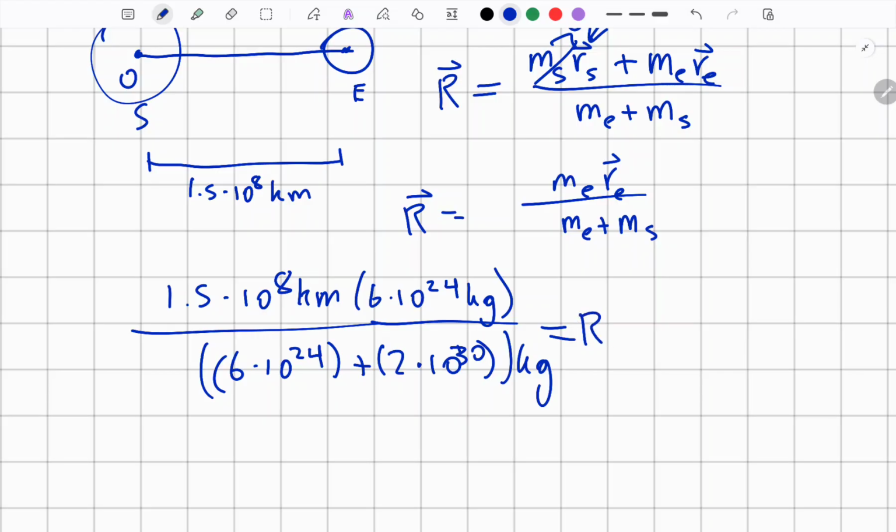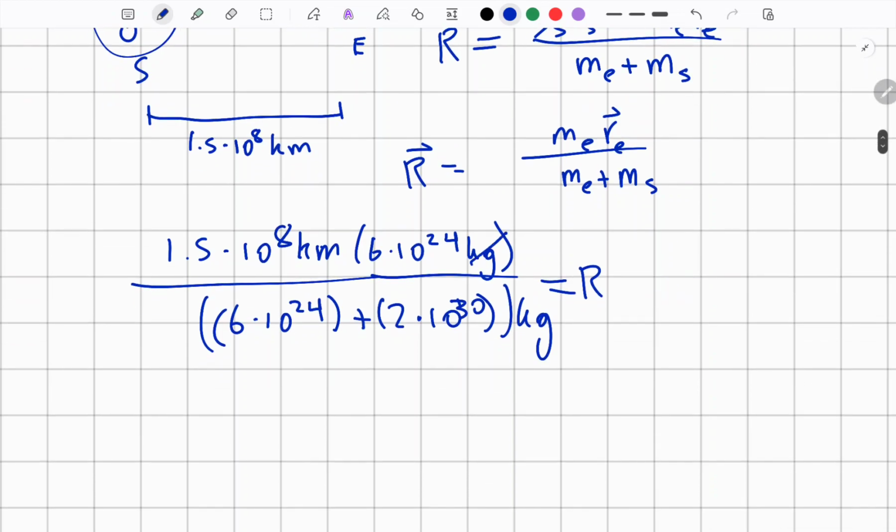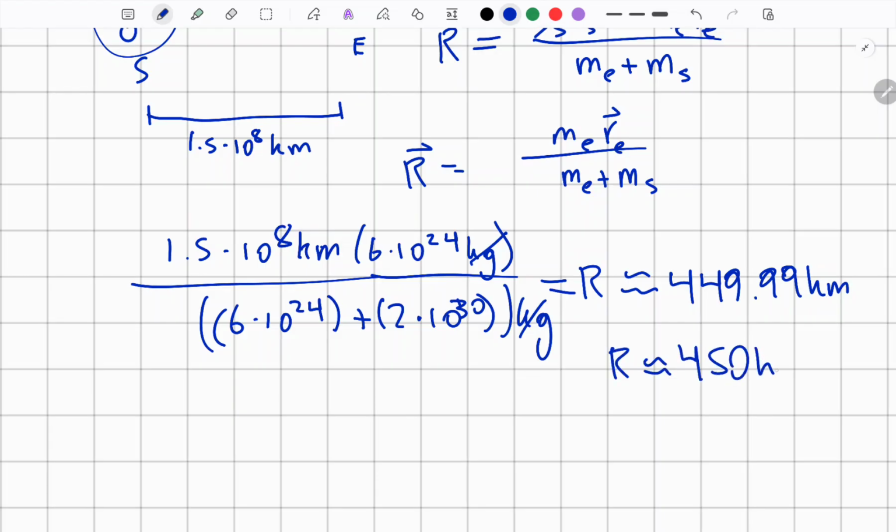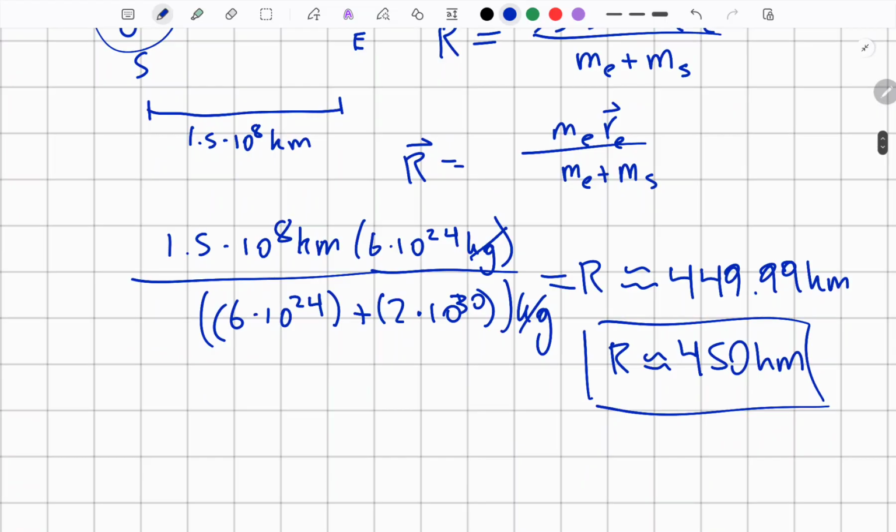And let me do a quick calculation. And that is going to leave us, kilograms are going to cancel out. That's going to roughly equal about 449.99 kilometers, which we can just say is about equal to 450 kilometers. Now, going back to our drawing here, that's where the center of mass is going to rest.